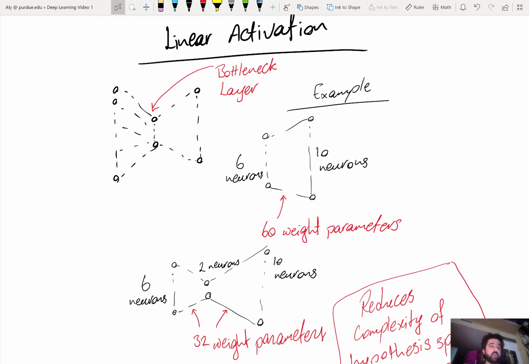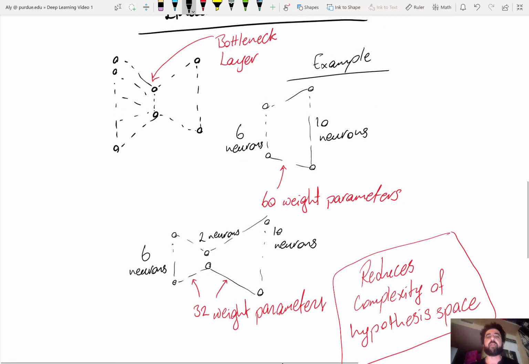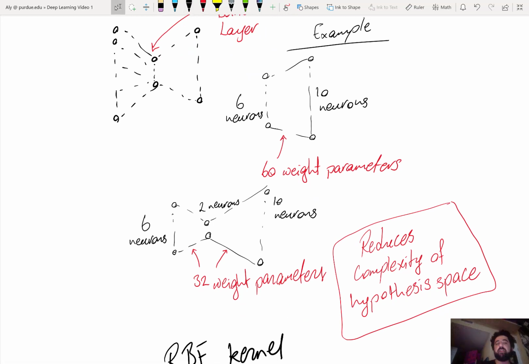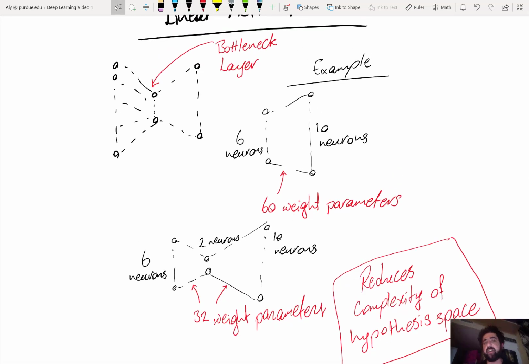What's called linear activation refers to having a hidden layer with a smaller dimensionality than the two layers around it. Let's say, for example, I have an input layer with 6 neurons, an output layer with 10 neurons, and a fully connected network, then this is 60 weight parameters. Now, if instead I have a hidden layer with 2 neurons, so I compress the 6 neuron input layer into 2 neurons, and then I go back to 10 neurons, then here I will have 12 weight parameters, and here I will have 20 weight parameters. If I sum them up, then I have 32 weight parameters. So when I add this bottleneck layer, I'm effectively reducing the number of parameters, or more specifically, I'm reducing the complexity of the hypothesis space that I'm using for learning.